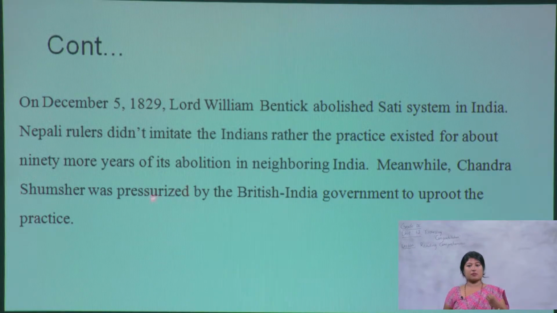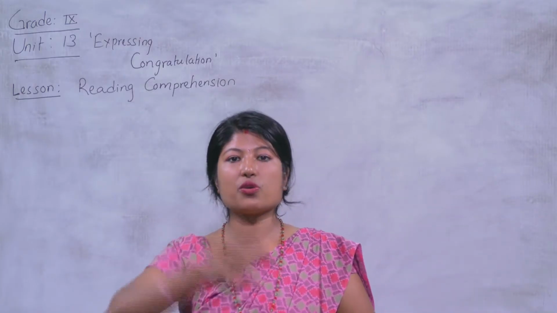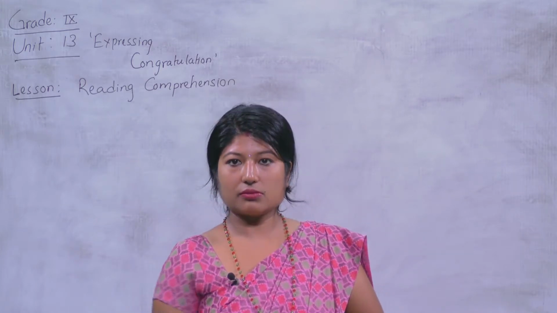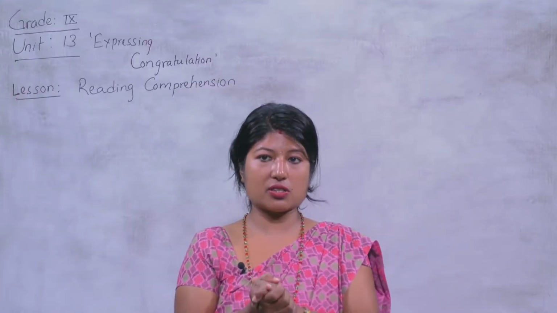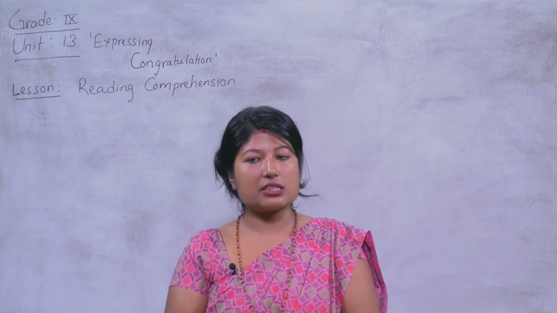Meanwhile, Chandra Shamsher was pressurized by the British India government to uproot the practice. Thereafter, Chandra Shamsher declared the abolition of this practice on the occasion of his 57th birthday on 8th July 1920. His declaration states that if anybody inspires, facilitates or sets fire to the Sati, then he would be sentenced to death on a murder charge. Chandra Shamsher put an end to the centuries-long inhuman Sati system in Nepal. So Chandra Shamsher was the person who removed the Sati system in Nepal.